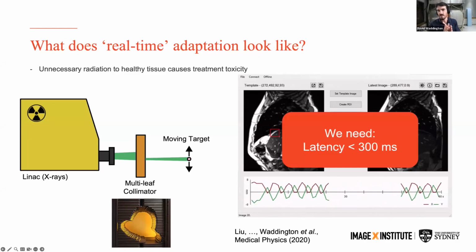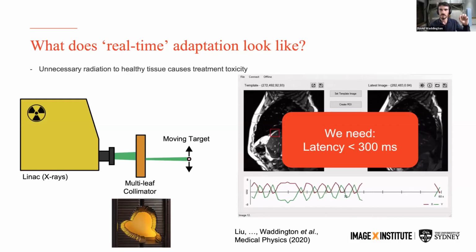For these treatments to be effective, we need the end-to-end system latency to be below 300 milliseconds. What that means in practice is that the tumor moves, it gets imaged, and it goes through a processing pipeline that adjusts where the beam is going and moves the beam to track that target. The time from that movement to the beam adjusting needs to be 300 milliseconds, but a whole lot of stuff needs to happen in between.